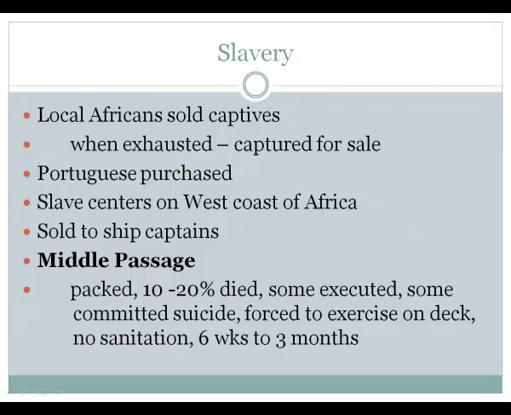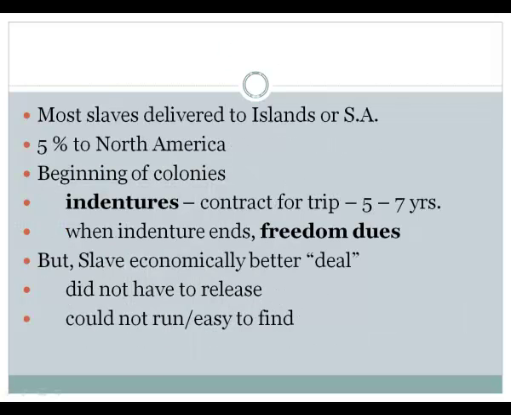The middle passage is when they're put on a boat and sent to another part of the world. They would be packed like sardines. From 10 to 20% would die from disease, from exhaustion, from malnutrition. Some were executed. Some even committed suicide. And they would all be forced to exercise on deck because you can't leave them lay for 3 months and expect them to walk. There was no sanitation. They'd have to lay in their own filth. And anywhere from 6 weeks to 3 months to make this trip. And most of the slaves were delivered to the Caribbean islands or to South America.